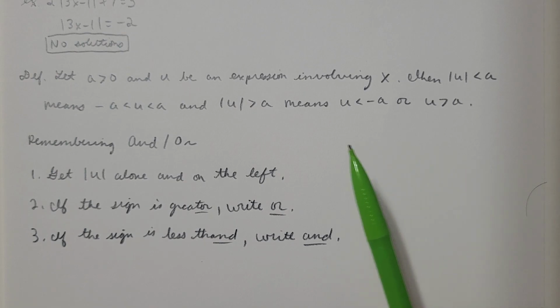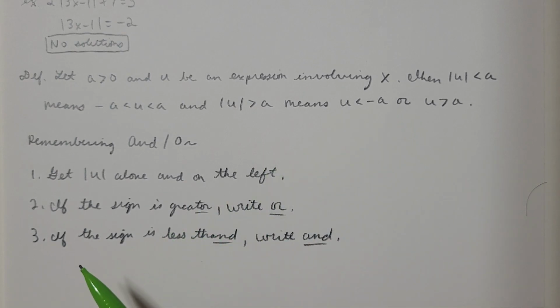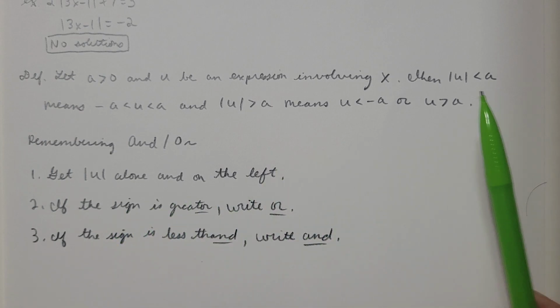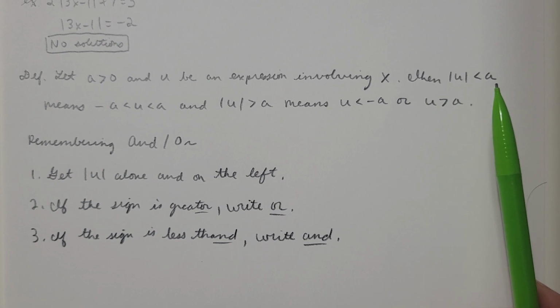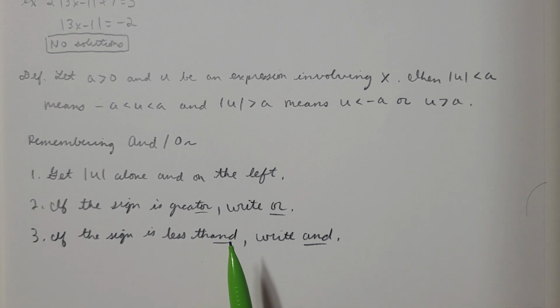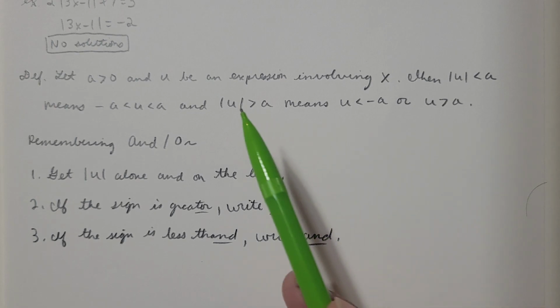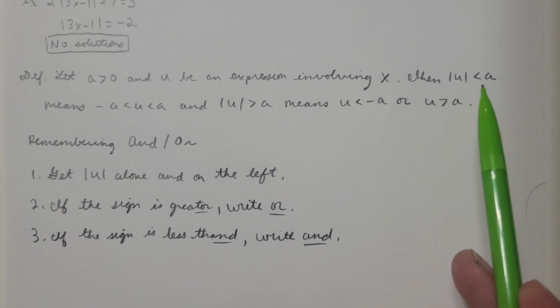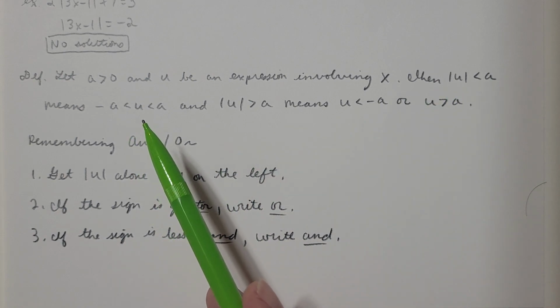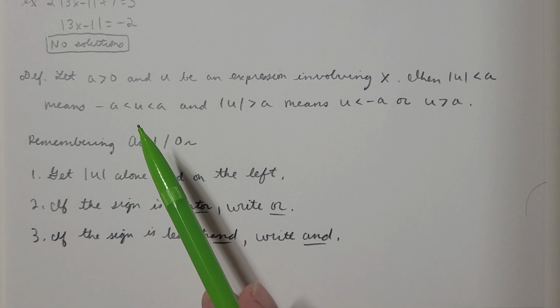Then item 3 would be, if item 2 didn't apply, if the sign is a less than sign, so I have the absolute value of U less than A, then, and I'm purposely misspelling the phrase less than, you're going to write the word and. So it's a neat play on words to know which word you're writing down. If you have a greater than sign, you're going to write or. If you have a less than sign, you're going to write and. That word and comes from splitting apart the compound inequality.